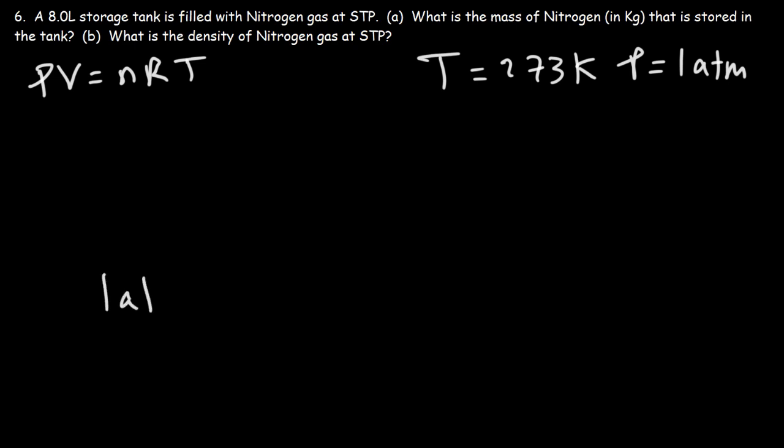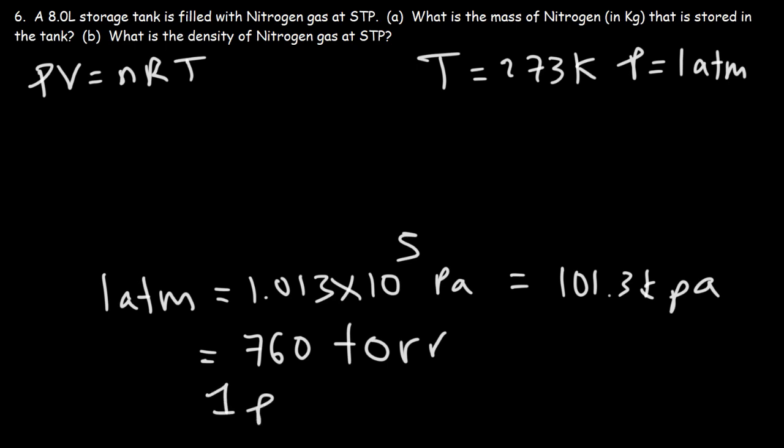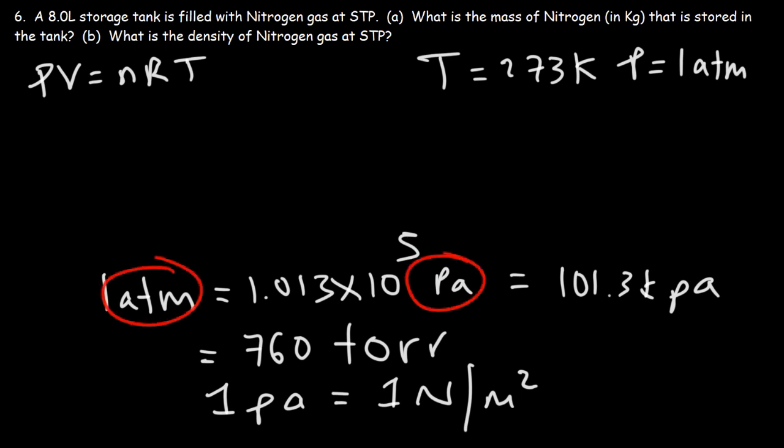Now, it's important to understand that 1 atm is equal to 1.013 times 10 to the 5 pascals, which is 101.3 kilopascals. And it's also equal to 760 torr. Now keep in mind 1 pascal is equal to 1 Newton of force exerted over 1 square meter. Pressure is force over area. Now what unit should the pressure be in? Should we use units of atm or pascals? It really depends on the R value that you choose to use.